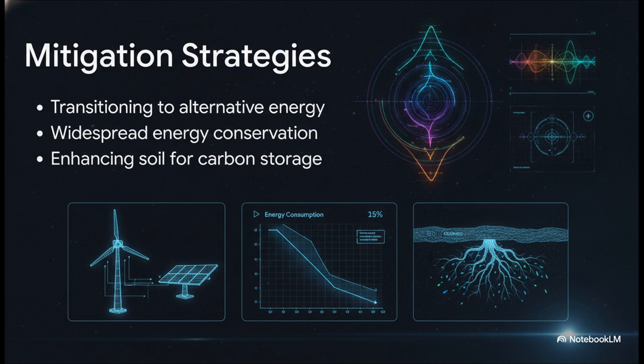Second, we can use technologies like carbon capture and storage to pull emissions right at the source, coupled with widespread energy conservation. And crucially, we need international agreements like the Paris Accord to manage our forest and soil ecosystems so they can naturally draw down and store that excess carbon.